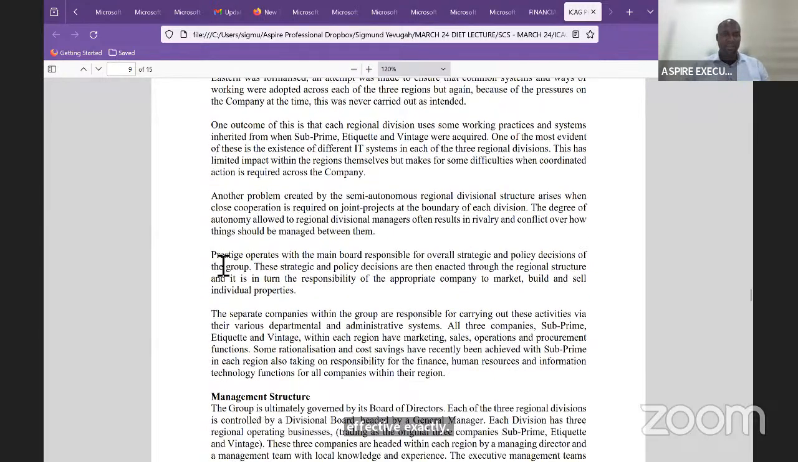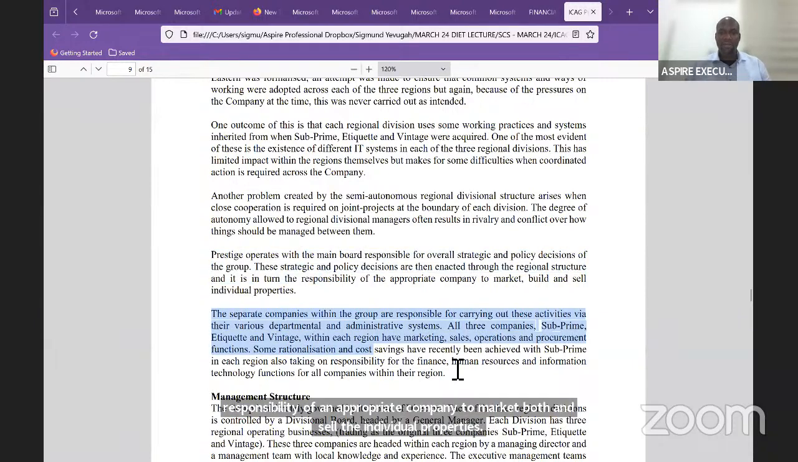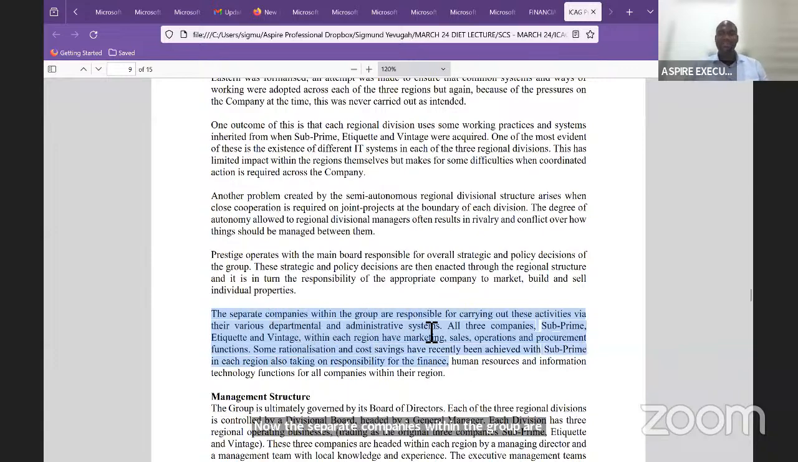Prestige operates the main board, responsible for the overall strategic and policy decisions. These strategic policies and decisions are then enacted through regional structures, and it is in turn the responsibility of an appropriate company to market, build, and sell the individual properties. Now, the separate companies within the group are responsible for carrying out the activities via various departments and administrative systems.